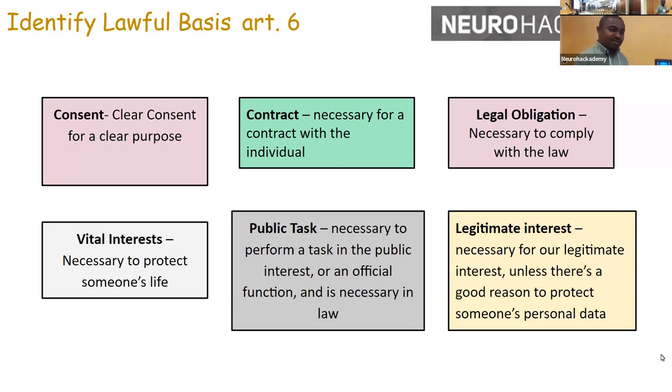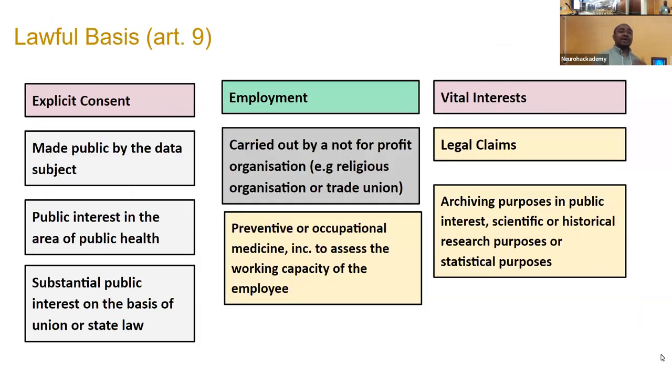But I will come back to this because, as you can see, consent is not the only legal basis for processing in Article 6. But if you're processing health data or special category data, you not only have to identify a legal basis from Article 6, you also have to identify a legal basis from Article 9. So two, one from 6 and one from 9. Explicit consent again comes here in Article 9, employment, vital interest.